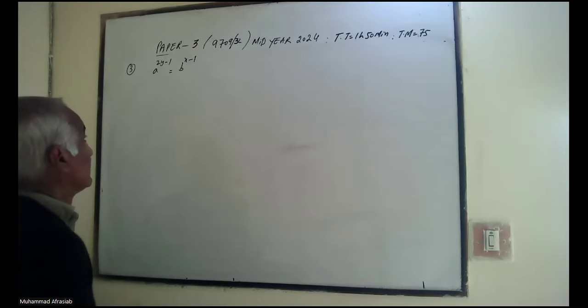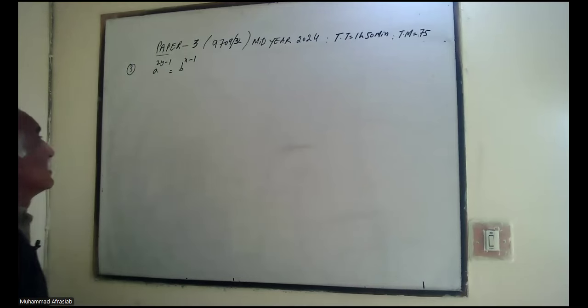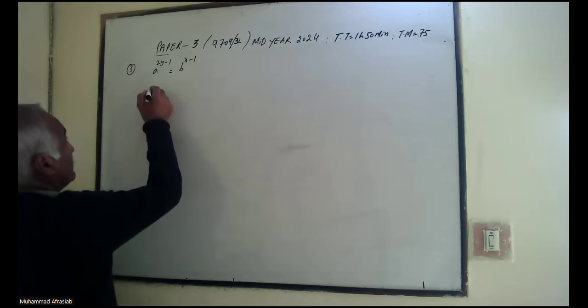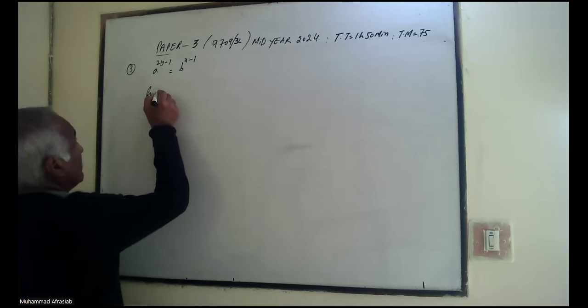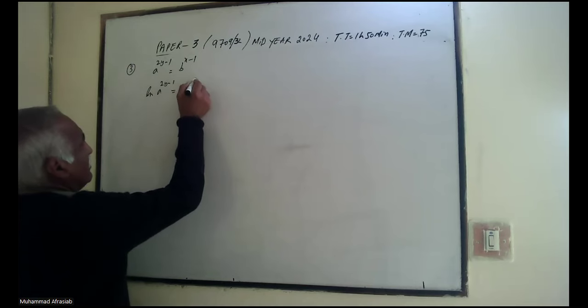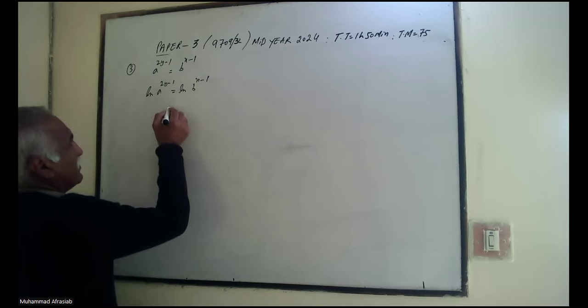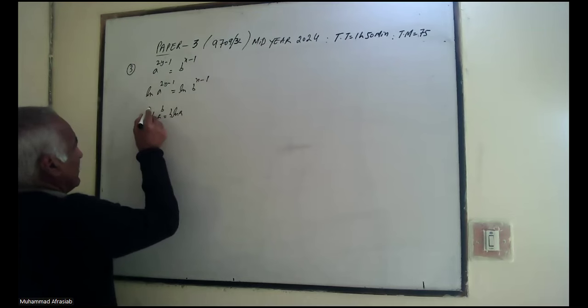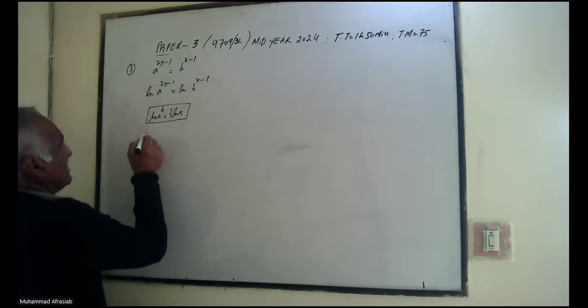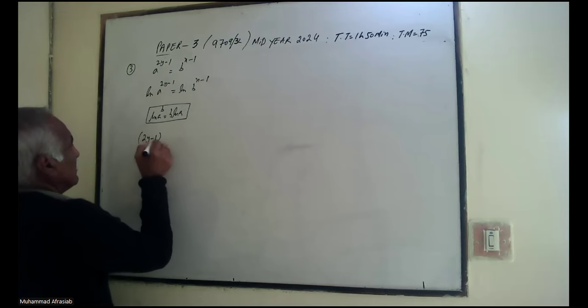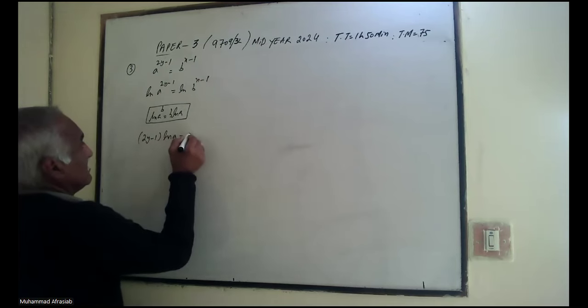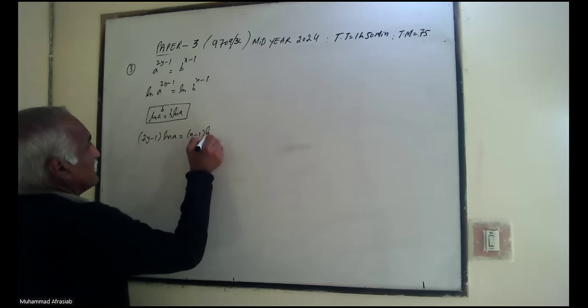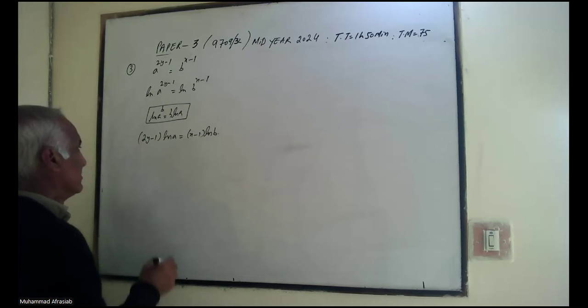Since we are going to show it is a straight line and the variables are lying in the power, we take the log on both sides. Taking log on both sides, log of a power 2y minus 1 is equal to log of b power x minus 1. With the help of this property, log of a power b is equal to b log of a, we can expand it as (2y minus 1) log of a is equal to (x minus 1) log of b.